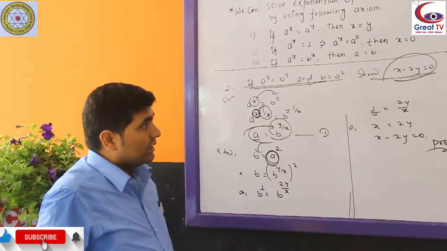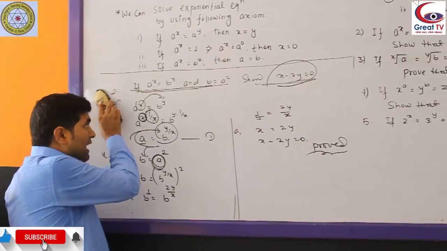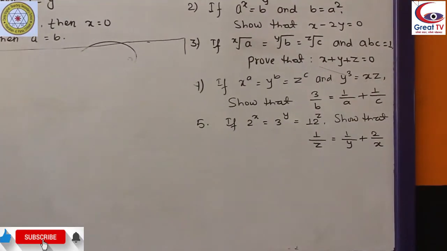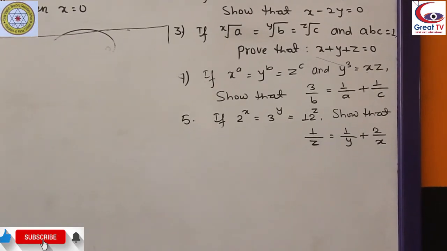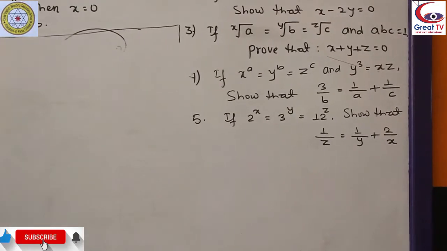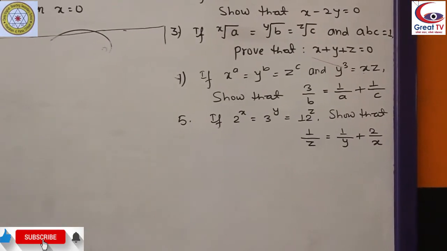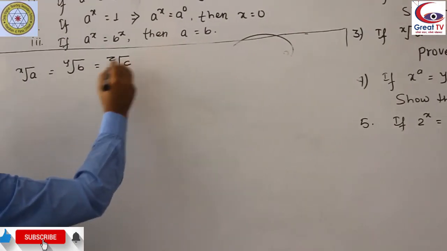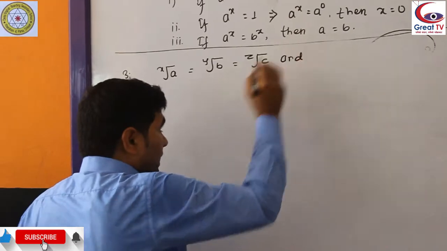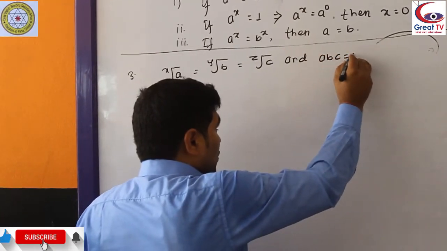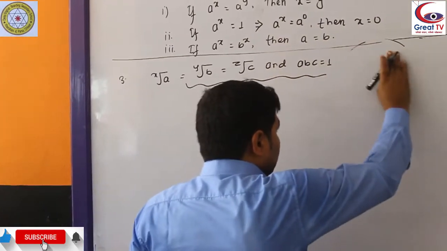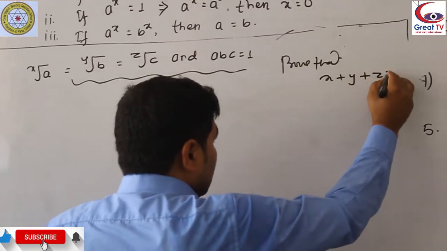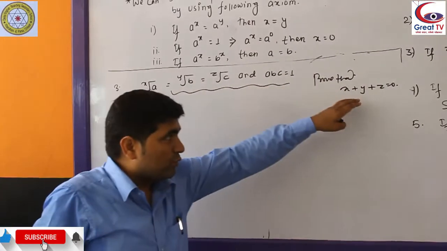Okay, now question number 3. Question number 3 and question number 4 are parallel questions, only they have the root. Question number 3. Given part: x root under a equal to y root under b equal to z root under c, and abc equal to 1. This is the given part. To prove that x plus y plus z equal to 0. This one is the given part and this is the proof part.